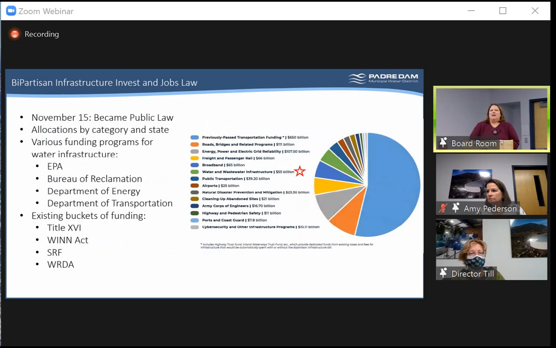And then the last topic I wanted to touch on today is the Bipartisan Infrastructure Investment and Jobs Act. This particular law passed on November 15th. It allocates funding to a variety of categories that you see there on the right-hand side, and it provides funding through multiple different entities. A few of those entities for water projects are listed there.